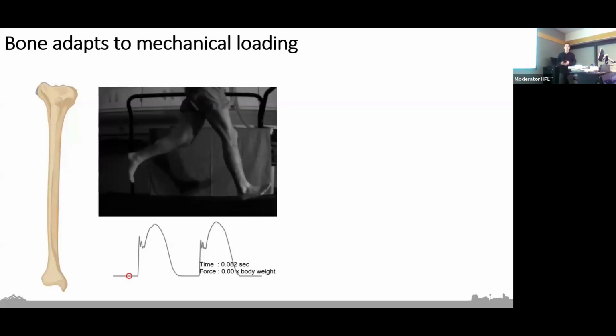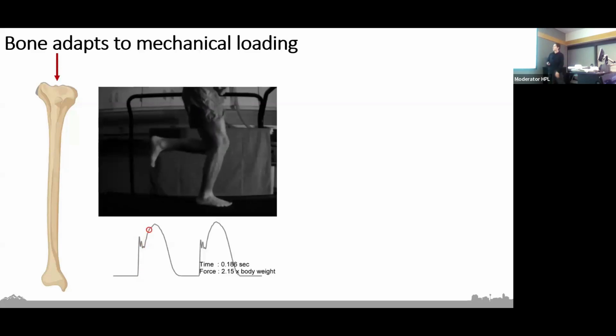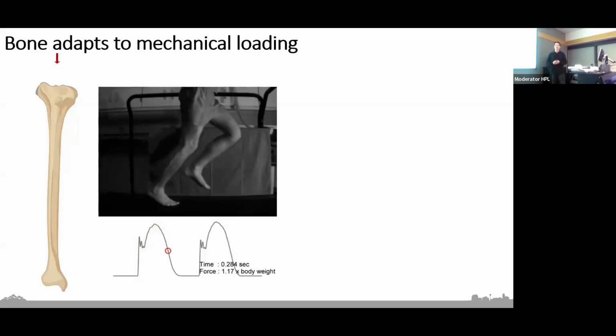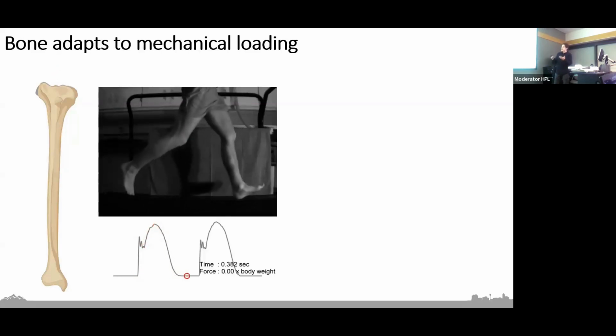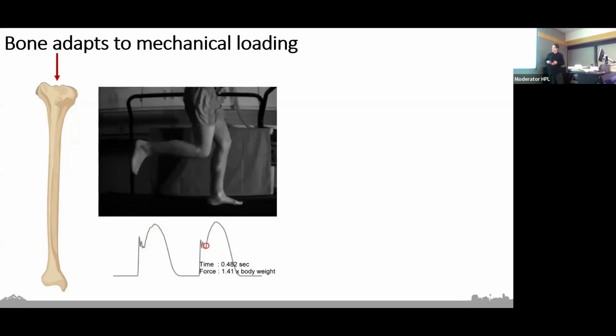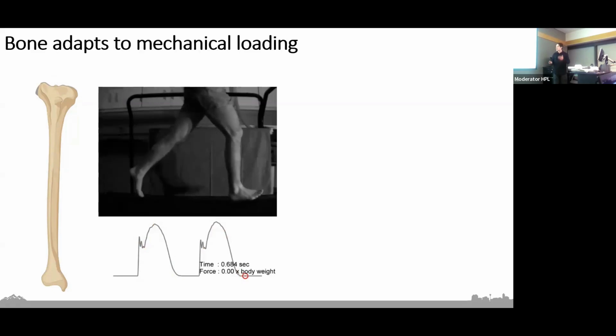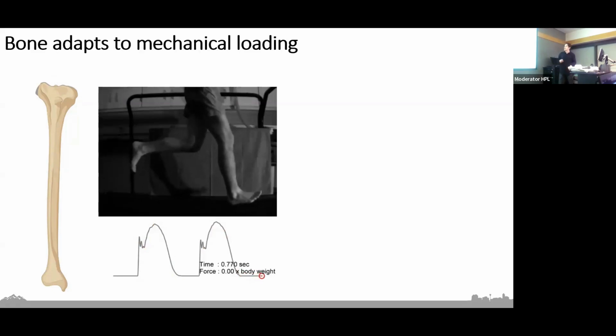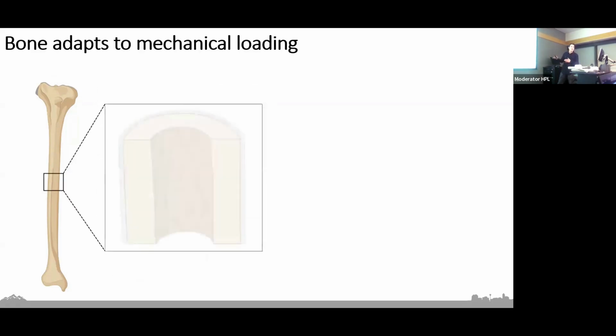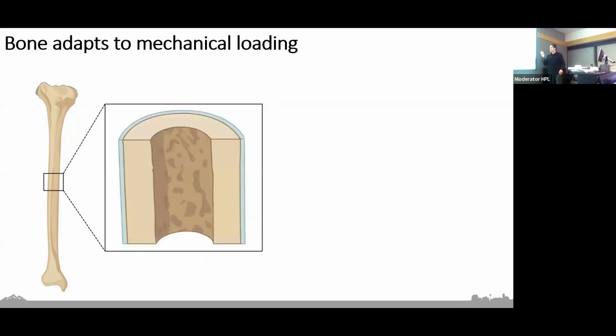So every time that we walk, run, or jump, we place the bones of our body under some mechanical loading. And this here is just an example of that. We have this runner, and with every stride that he takes, he generates some ground reaction force, some of which is transferred up through the foot and into the tibia. So we can take a closer look into the tibia here. We have a cross section of that cortical bone.